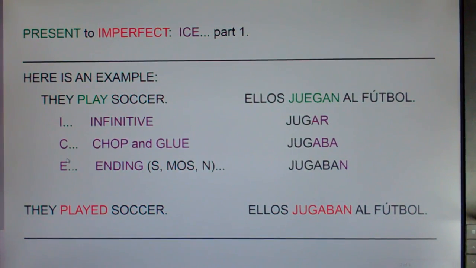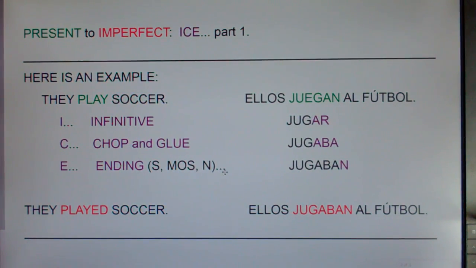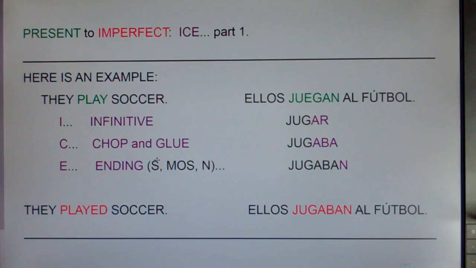Now, C in ice stands for chop and glue. You're going to chop off the AR. Now remember, if it's an AR verb like jugar, you're going to add aba. And if it's an ER or IR verb, you're going to add ia. Finally, ice ends in E, which is endings. If you're talking to your friend, you're going to add an S. If you're talking about we, you're going to add an MOS. And if you're talking about they, you're going to add an N. Well, they play, you're talking about they, so it's jugaban. So, how do you go from present tense to past tense? Ice. Infinitive, chop and glue, and add the ending.